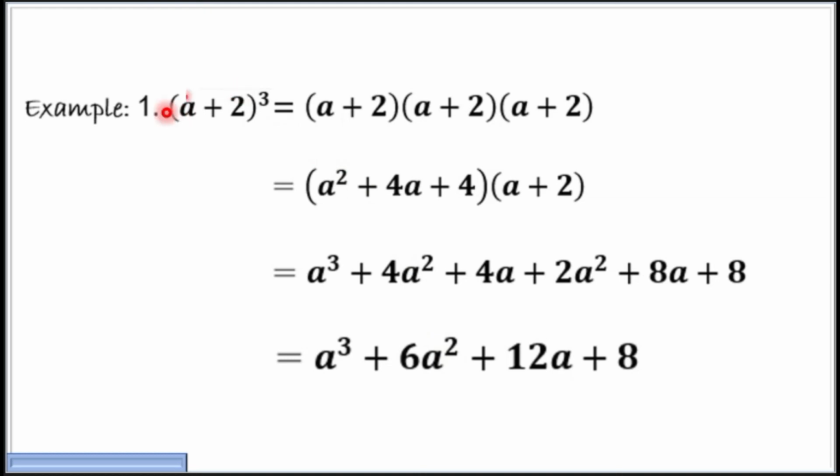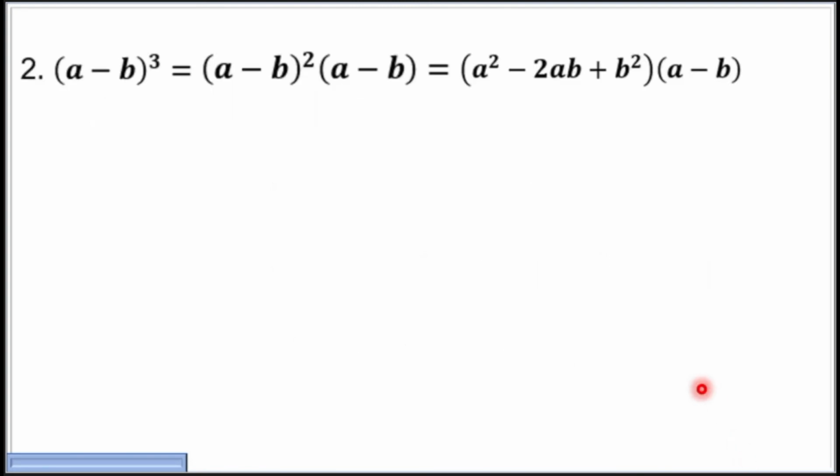Multiply the first term, 2a, then square the second term. 2 squared is 4, right? Then multiply it: 4a times 3 is 12a, plus 8. If you are confused, please revisit the previous slide.